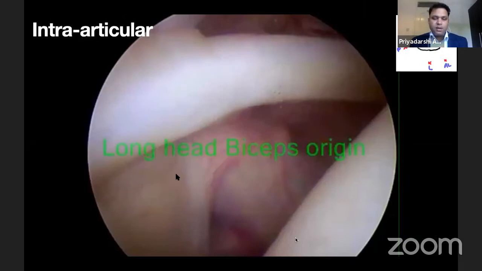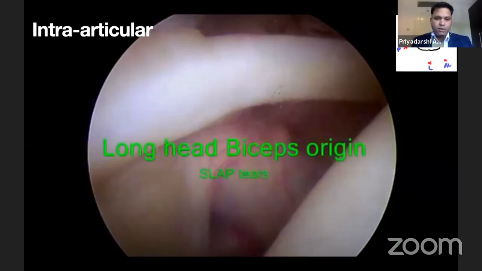Having seen the gross images, let's look at the intra-articular video, and see what all the structures are. So this video is taken in the beach-chair position with the scope in the posterior portal.